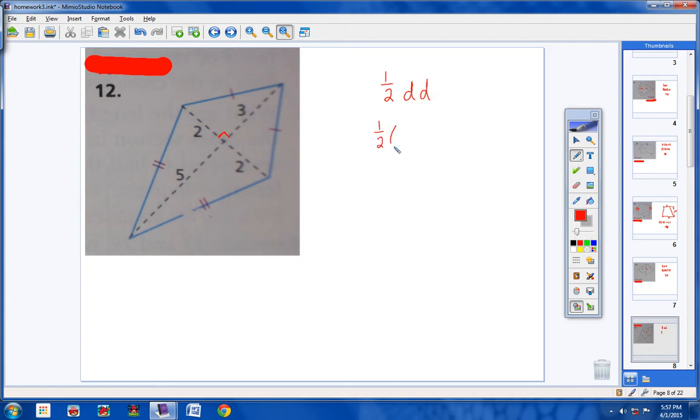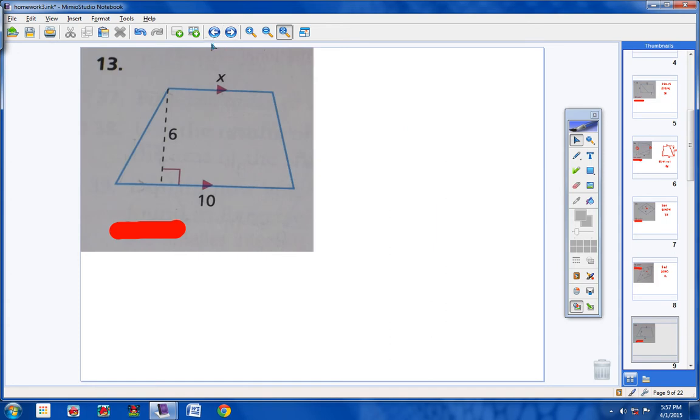So one diagonal is 4, 2 plus 2. The other diagonal is 8, 3 plus 5. So 1 half times 4 times 8 would be 16. 16 square units. Alright, moving on to numbers 13 through 16.